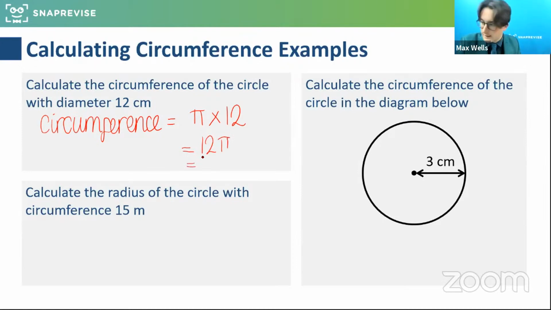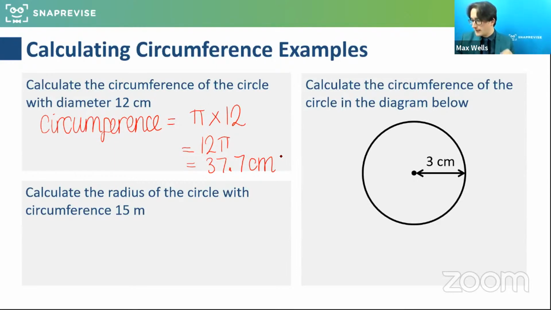Has anyone got that as a decimal value for me? Excellent, some of you beat me to it. Brilliant. The diameter divided by 2 is the radius. So you could have used the other formula, but then you're timesing up by 2 anyway, so it would have got you straight there. Absolutely, it's 37.7, and it was centimeters we were measuring in.